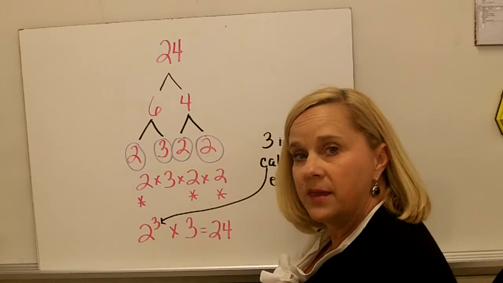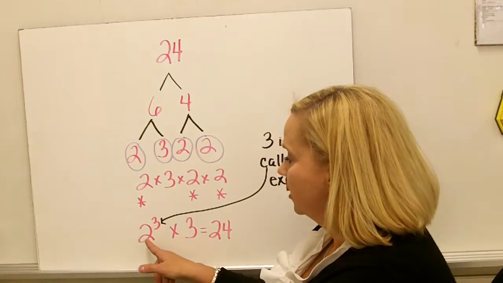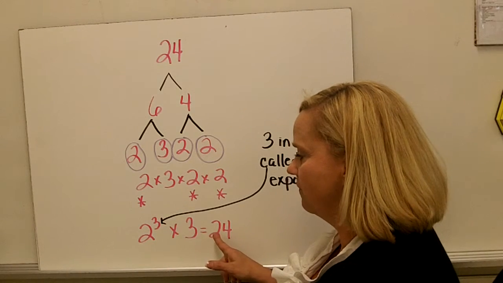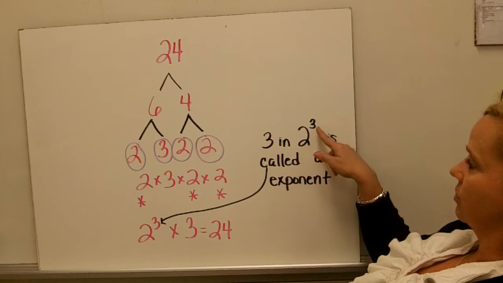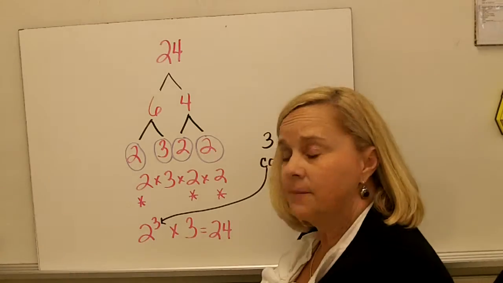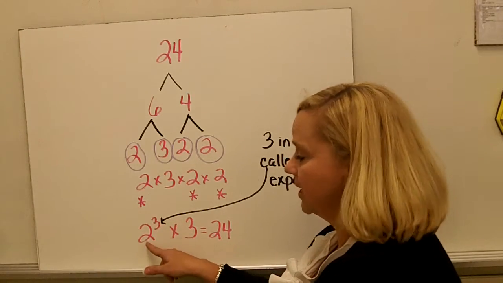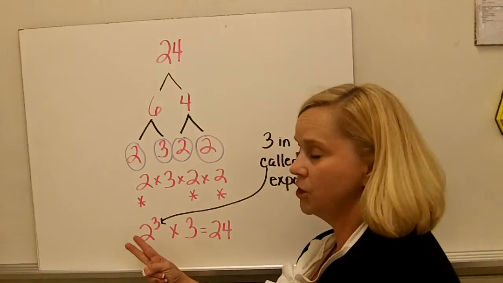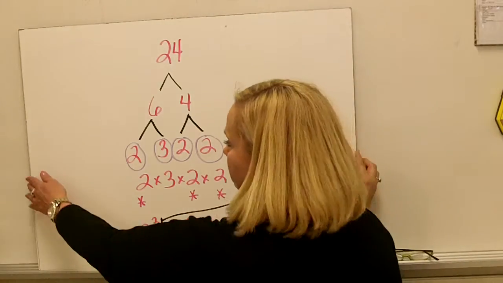So there's a shorter way that I can write this expression, and it's by using exponents. 2 to the third power times 3 equals 24. And the 3 in 2 to the third power, this is called an exponent. It doesn't mean 2 times 3. What an exponent represents is how many times you're going to multiply this number. It means 2 times 2 times 2. I'm multiplying 2 three times.